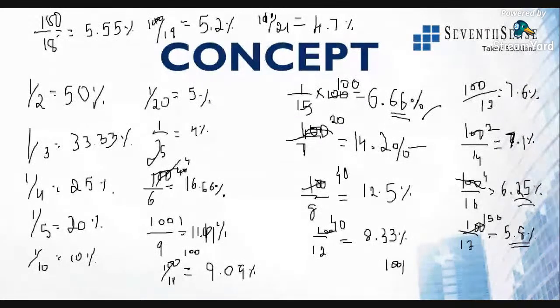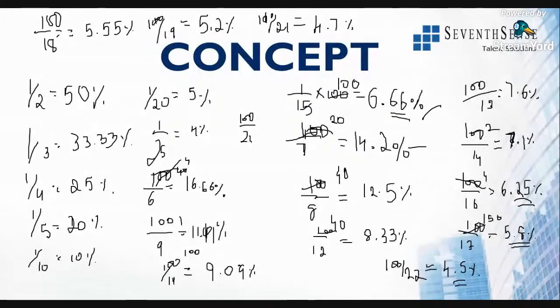100 by 22. So 22 in the sense 22 into 4 times is 88, remainder is 12. Then 22 into 5 times is 110. So let us keep it as 4.5 itself. So next, 100 by 23.